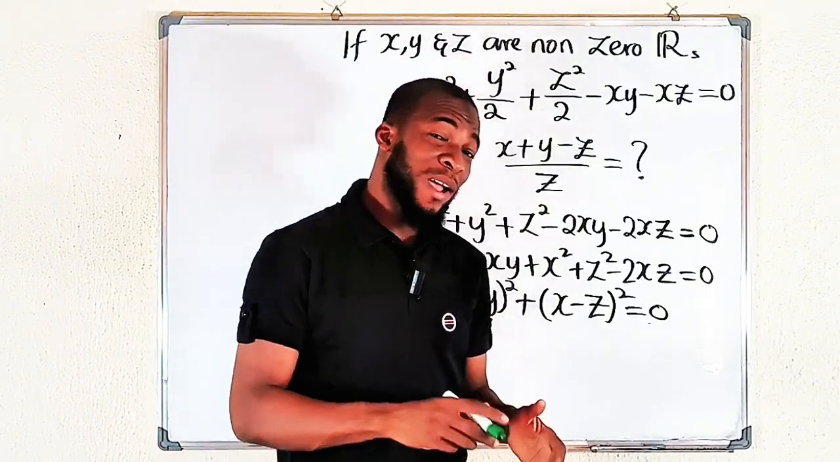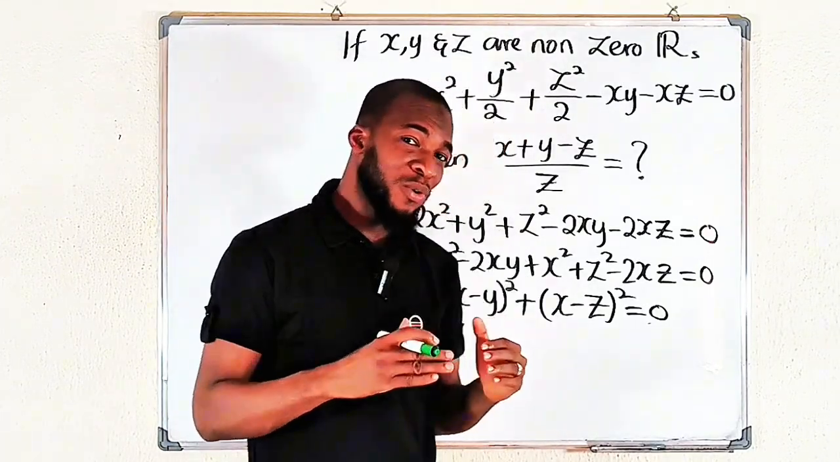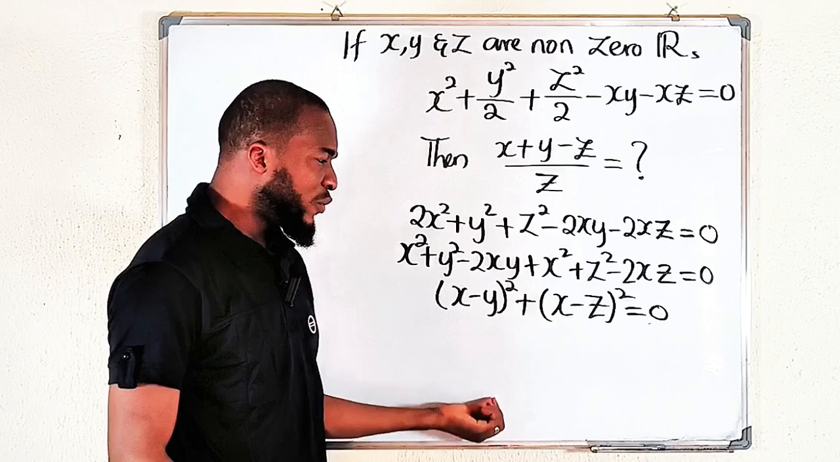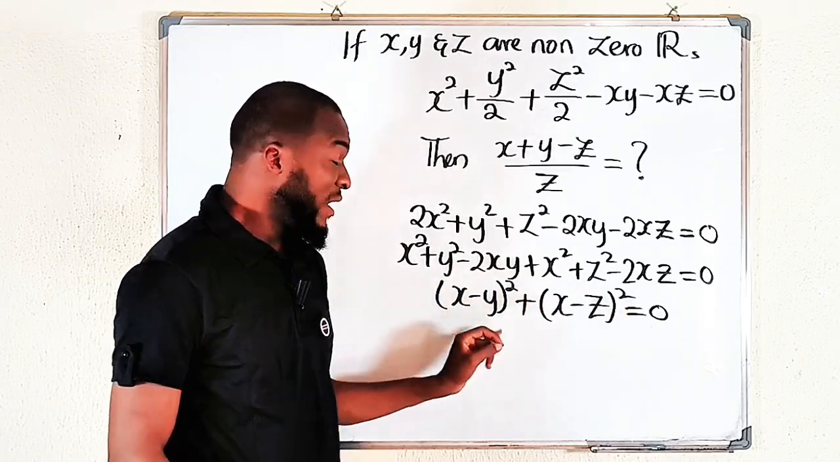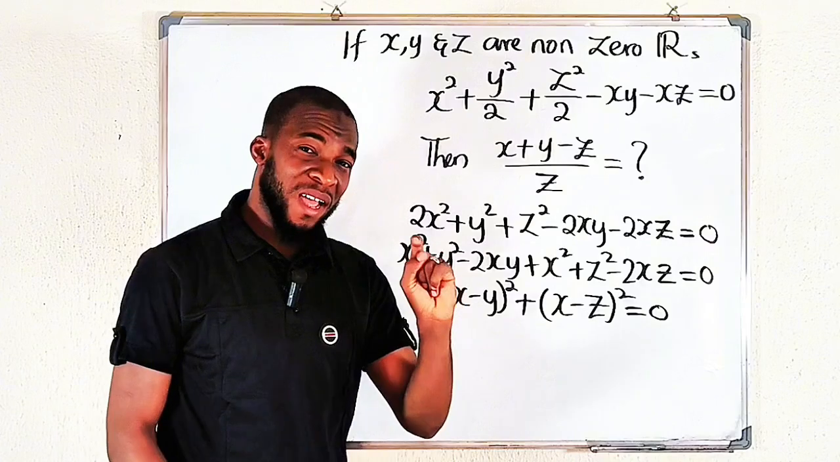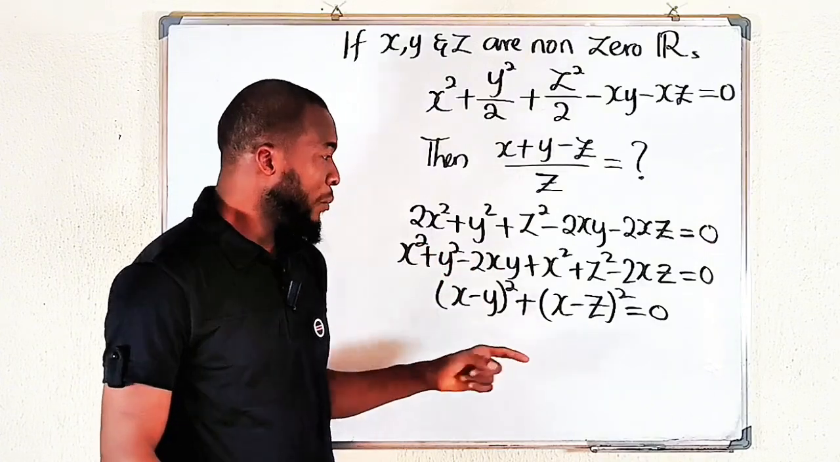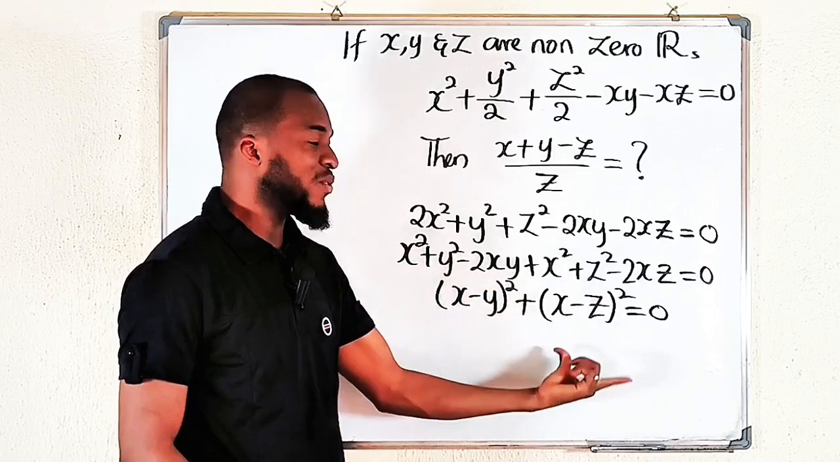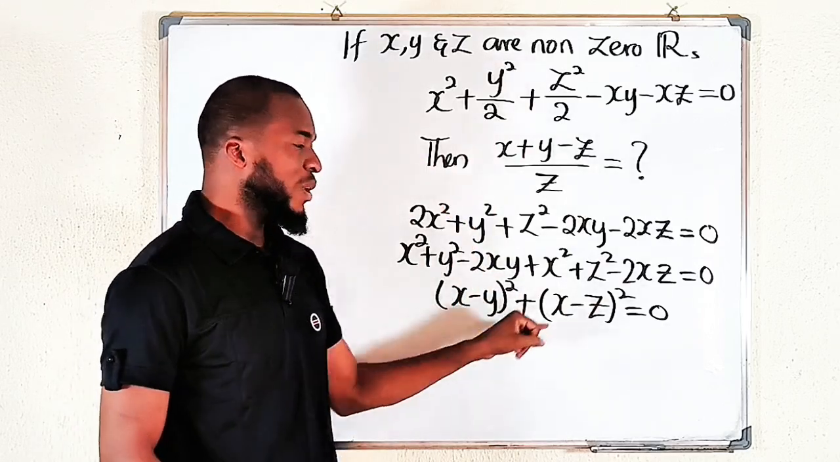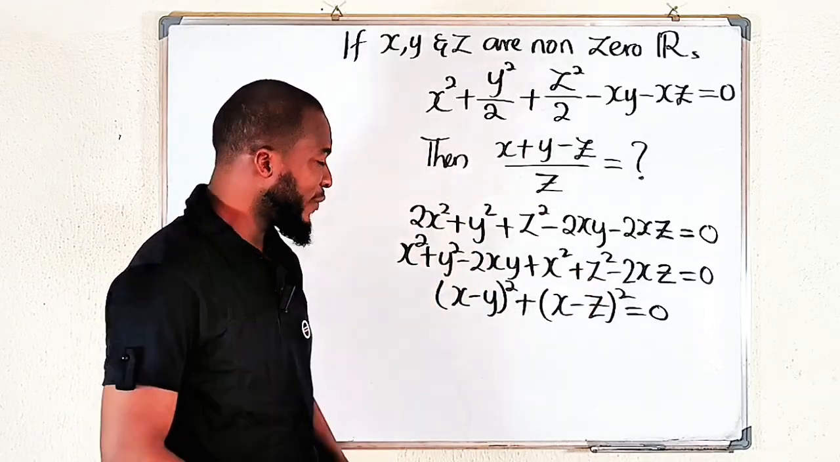Remember, x, y, and z are all non-zero real numbers. Something squared plus another thing squared equals 0. Anything you square must be greater than or equal to 0. But since the sum of the two is 0, it implies that this is 0 and this is also 0. It means 0 squared plus 0 squared equals 0, definitely.